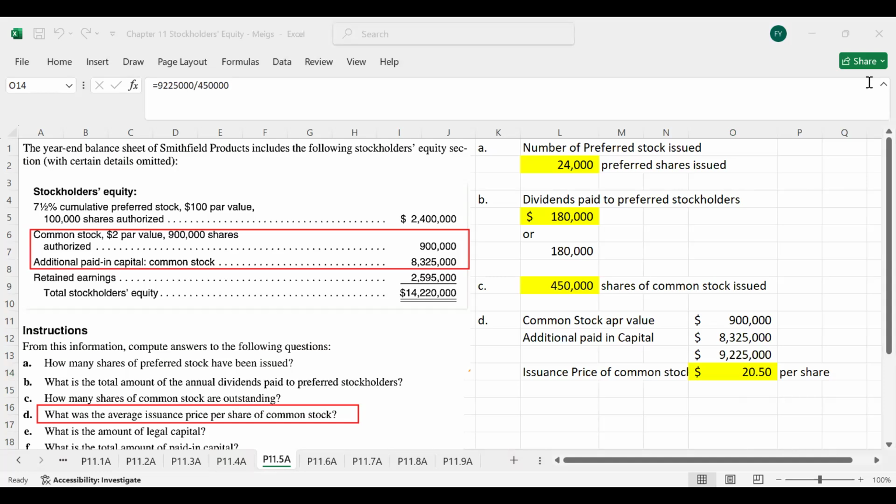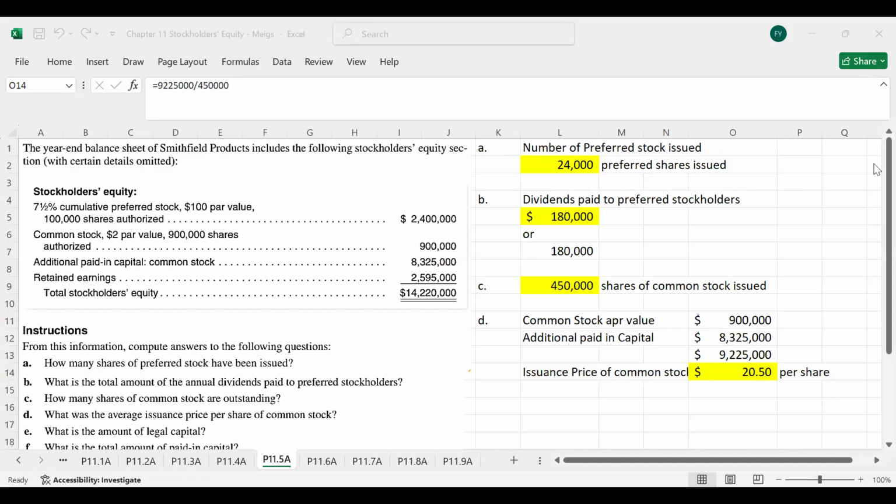So the next requirement is requirement number E.